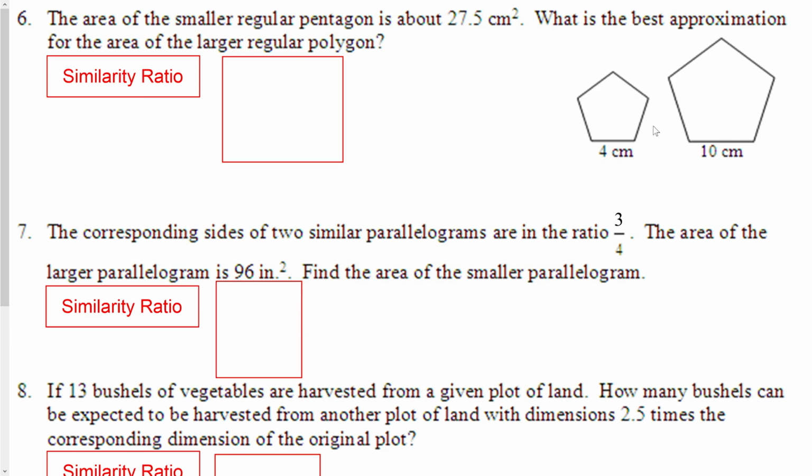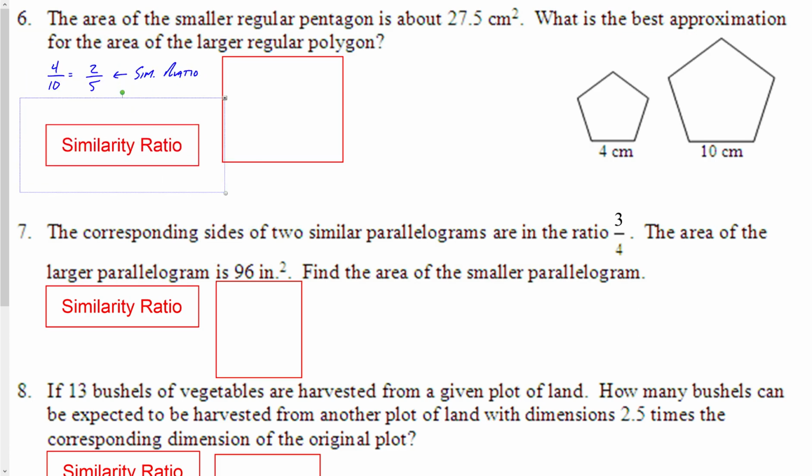So in order to work through problems like this, in order to set up your proportions, first thing you should focus on finding is your similarity ratio. Now remember, to find a similarity ratio, you always are taking side lengths, one off of each, and setting up a ratio. So to find the similarity ratio in number 6, I would take 4/10, and then reduce that to 2/5. So that's my similarity ratio.